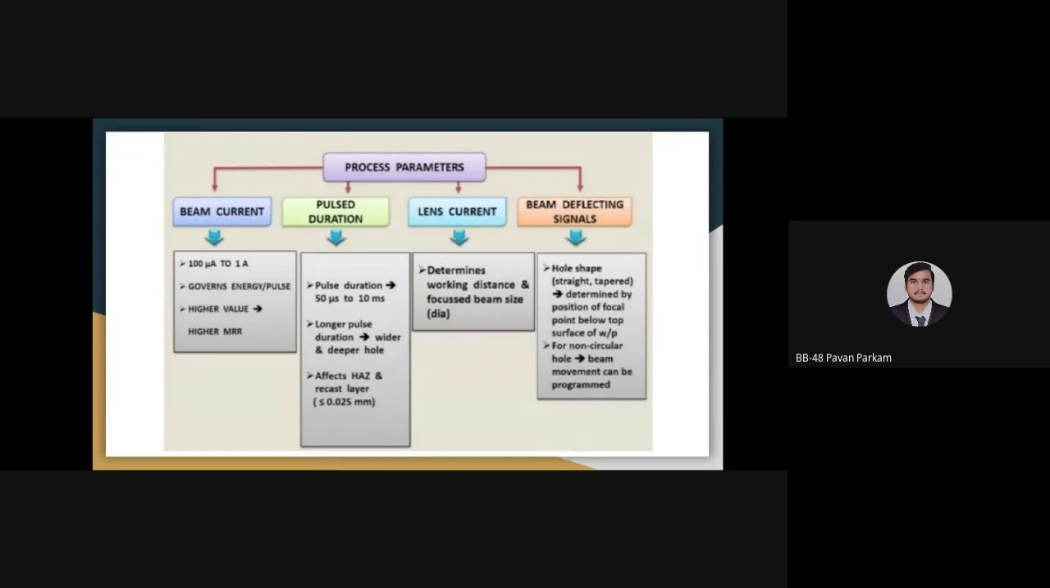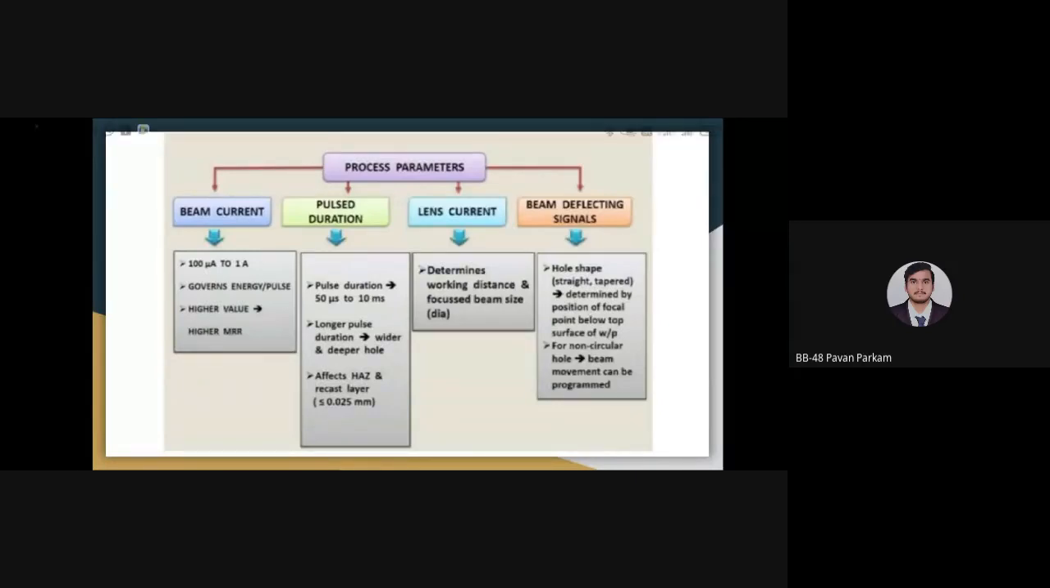Due to that, the recast layer in the case of laser beam machining, the dimension of the recast layer is around 25 micron. That recast layer will be generated due to the higher pulse duration.